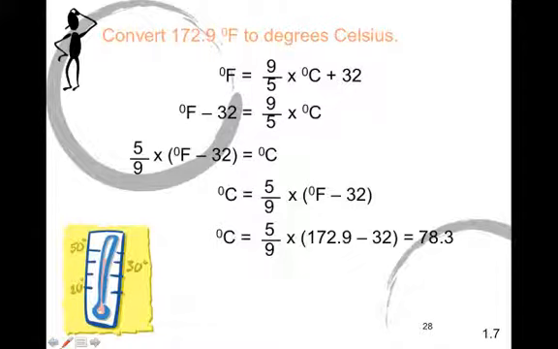We'll talk about how you round later. It's all based on significant digits, significant figures.